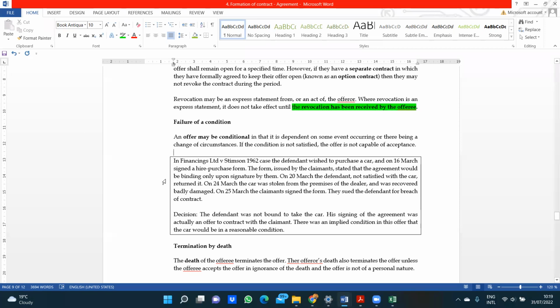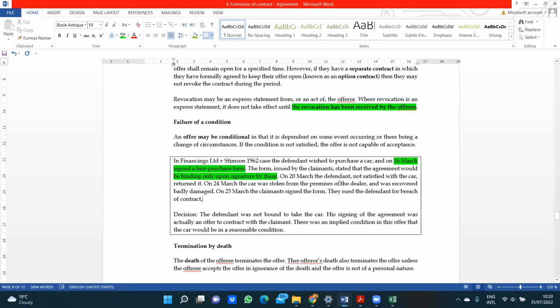For example, in Financing Limited v Stimson, 1962, the defendant wished to purchase a car. On 16 March, he signed a hire purchase form to purchase the car. The form issued by the claimant stated that the agreement would be binding only upon signature by them. So the agreement stipulated that it would only be binding when signed by both of them.